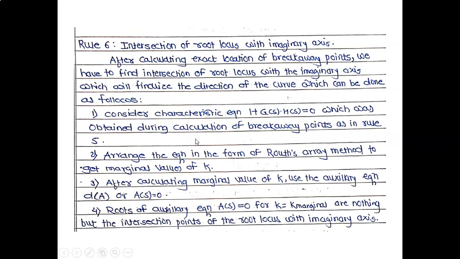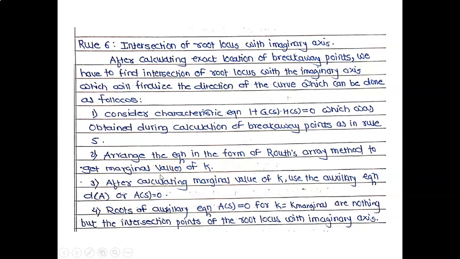Now rule number 6, intersection of root locus with imaginary axis. After calculating the exact location of breakaway points, we have to find the intersection of root locus with the imaginary axis, which will finalize the direction of the curve, which can be done as follows. First, consider the characteristic equation 1 plus G(s)H(s) is equal to 0, which was obtained during calculation of breakaway points as in rule 5. Second, arrange the equation in the form of Routh's array method to get the marginal value of k.